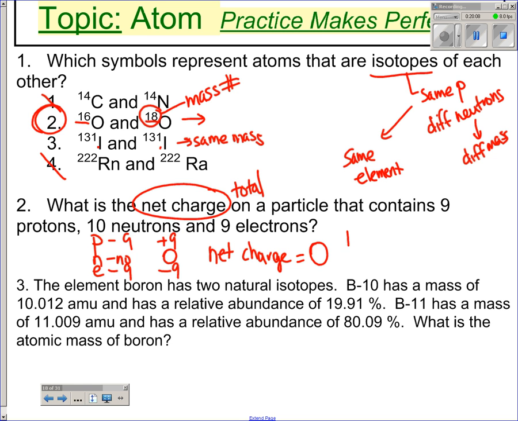So this is going to be neutral. It's going to be an atom. And if we look at what atom it is, we can look at the number of protons, which is 9, which is fluorine. This is a neutral atom of fluorine.